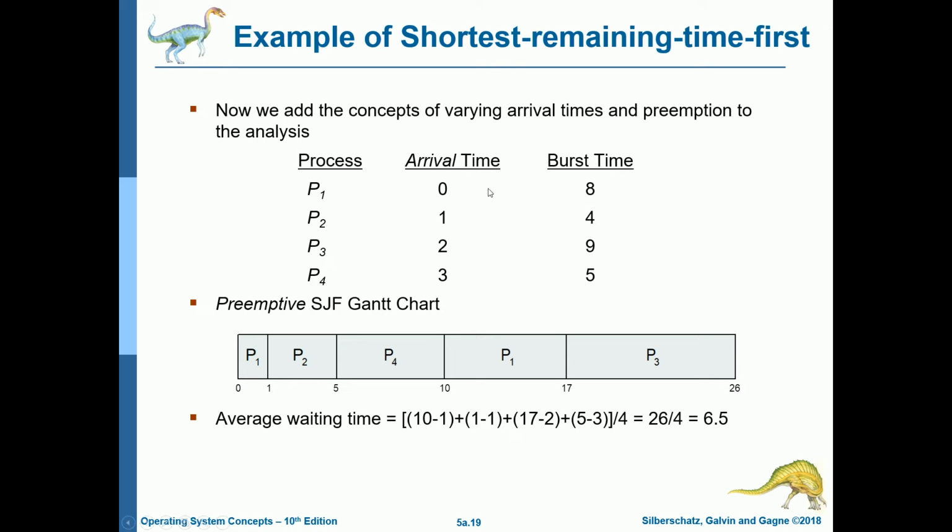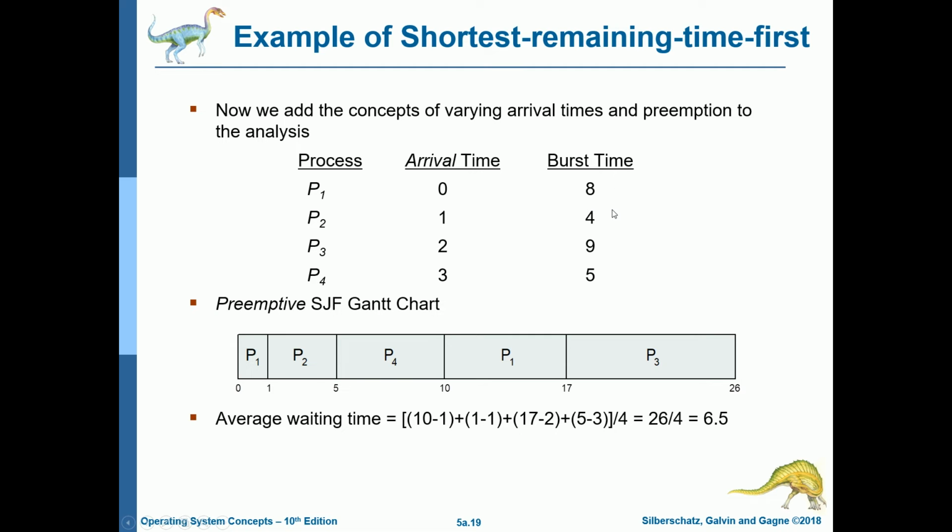So we know that process 1 arrives first. Its burst time is 8. And as we can see here, it starts running until process 2 arrives at time unit 1. Now, as this is going from 0 to 1, the burst time remaining for process 1 is 7. However, 4 is less than 7.